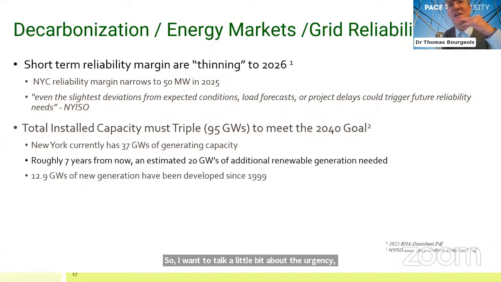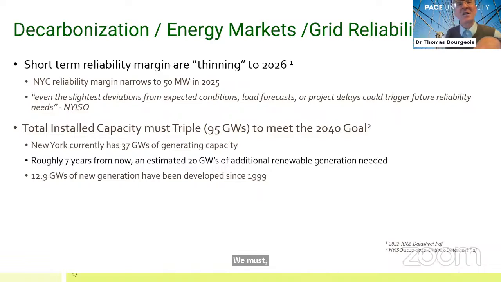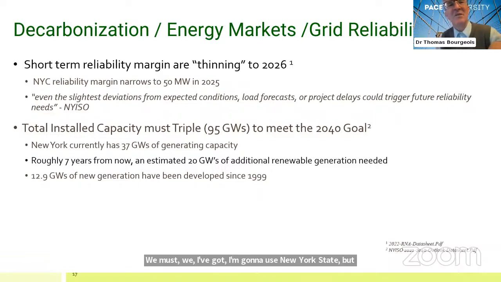Decarbonization, we all support this idea. We're looking to decarbonize, but with that comes a huge increase. I'm going to use New York State, but this goes without saying for anybody talking about moving to a decarbonized grid or a totally renewable grid. We have to triple our current amount of power to meet our 2040 goal. Roughly 7 years from now, we need to have 20 gigawatts of additional renewable generation. To put that into context, less than 13 gigawatts have been developed. In 7 years, we need 20 gigawatts. In the last 23 years, we've developed less than 13.